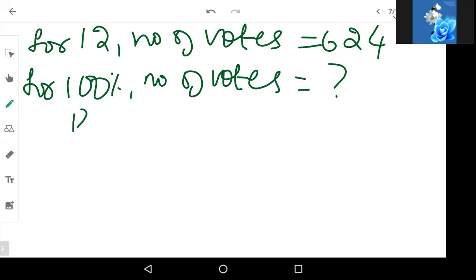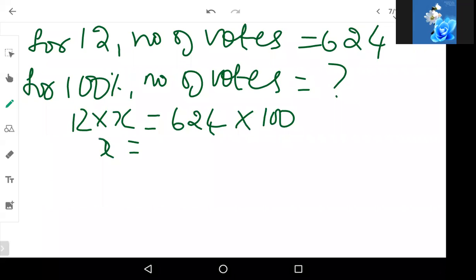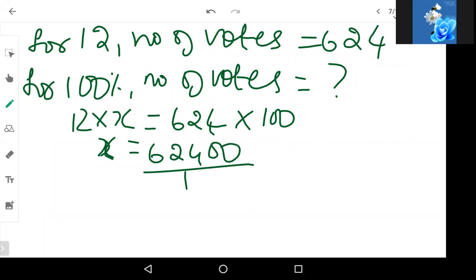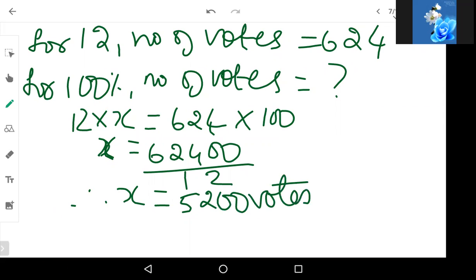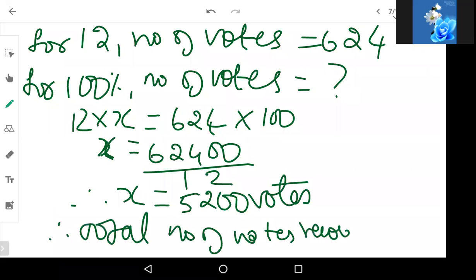So now cross multiply. 12 into x is equal to 624 into 100. So x is equal to 624,000 by 12. So therefore x is equal to 5,200 votes. So therefore the total number of votes recorded is 5,200. Is it clear? Understood? Okay.